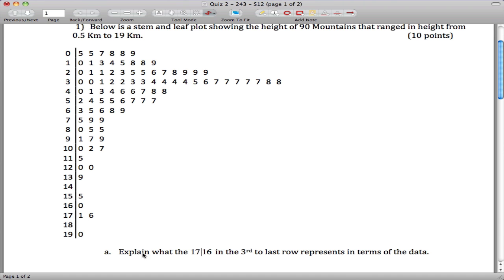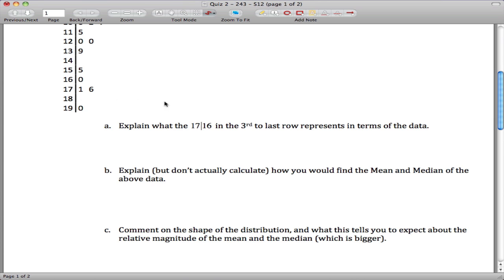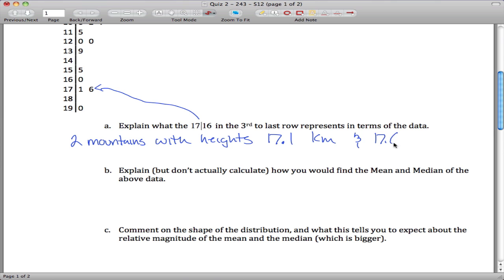But anyways, part A says explain what this thing is saying. What's this row? This 17 | 1 6 represents two mountains with heights 17.1 kilometers and 17.6 kilometers. Yeah, I guess that's good enough.